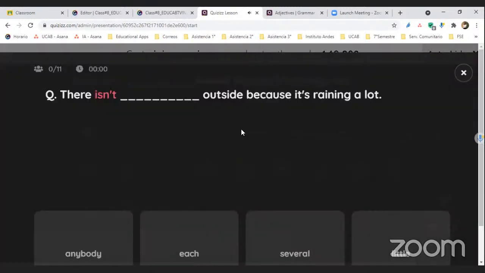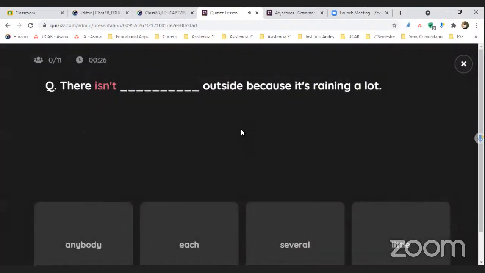So here we have, there isn't anybody, each, several, or little outside because it's raining a lot. Remember the chart that we used last class about the partitive, definite pronouns, and the ones that we use for negative sentences, okay?